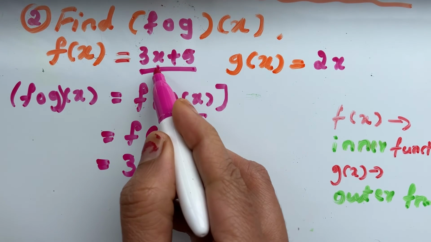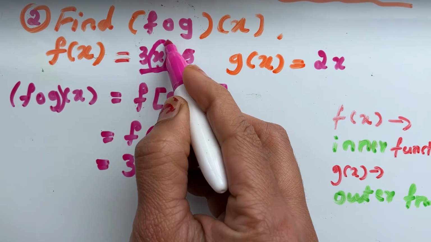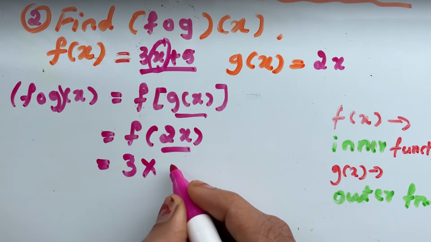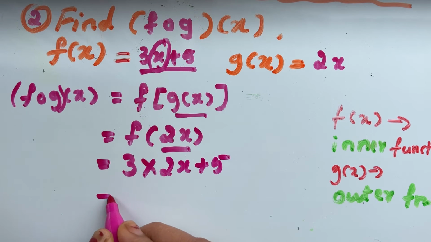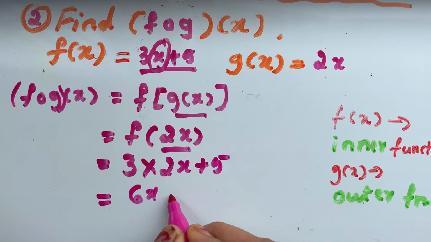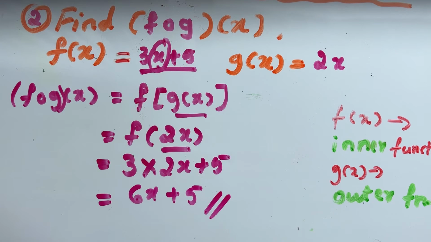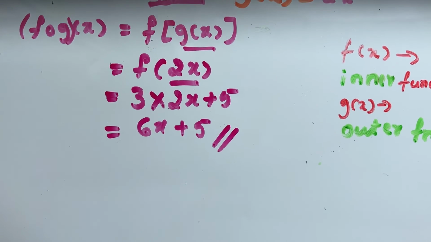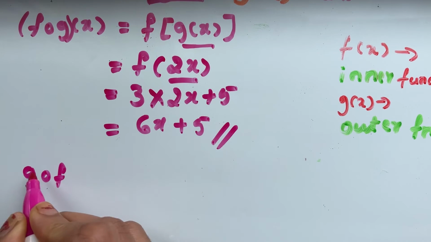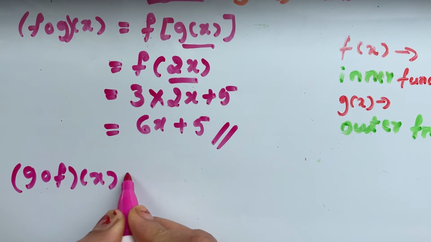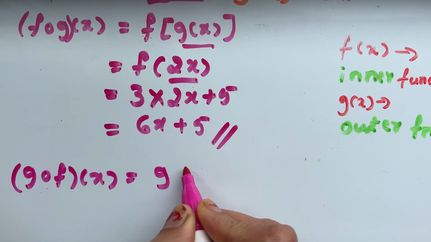F of x is 3x plus 5. In place of x, you have to replace 2x: 3 times 2x plus 5. 6x plus 5 is the answer. Now find g composition f of x. You can also find g composition f of x, which is g of f of x.